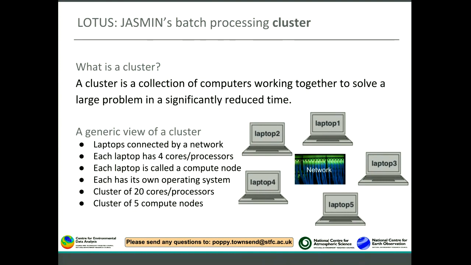As an example, if you take 5 laptops, and nowadays each laptop has 4 cores or processors, and connect them together through a fast network, as shown in the image here, then you are increasing the compute power from 4 cores to 20 cores. In this case, you have a cluster of laptops. In the terminology of a cluster, a laptop here is not just a laptop, because it's part of this cluster and is called a compute node. So it's a multi-processing compute node of 4 cores. This is just a simple illustration.